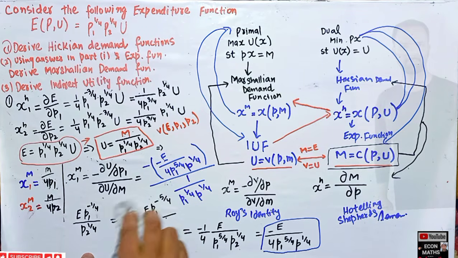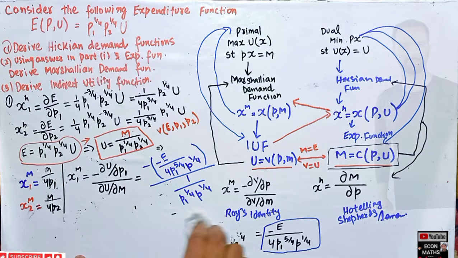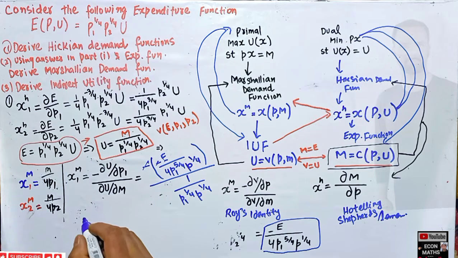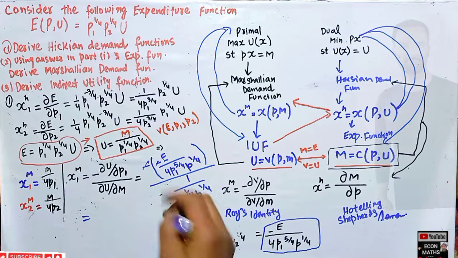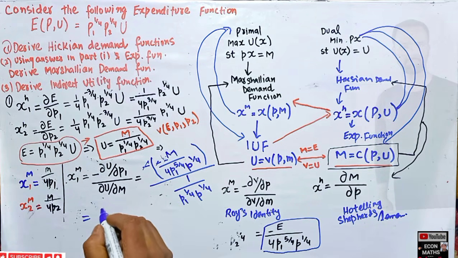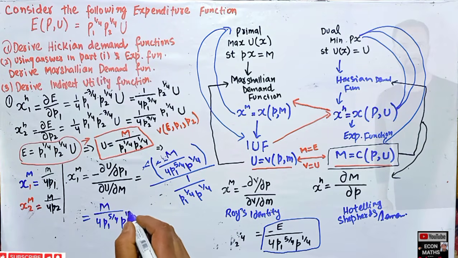So let me rub this out to solve it further. So we are solving it for x1. I will not be able to solve it for x2, it will get very lengthy then, okay. So this minus and minus will get cancelled, we are left with, so I'm just using m again, so let us write this as m, okay. So we have m divided by 4 p1 raised power 5 upon 4 into p1 raised power 1 upon 4.